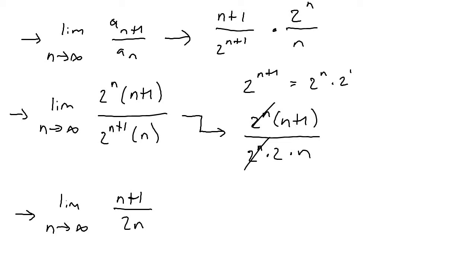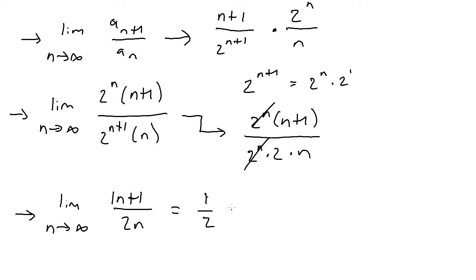Now remember, when it comes to n behavior, we're just looking at the highest degree of the numerator and denominator. The highest degree of the numerator is n, and the highest degree of the denominator is 2n. And when the degrees are the same, they're both n to the first, then we just look at the ratio of the coefficients. So it's going to be 1 over 2. So the limit as n approaches infinity of n plus 1 over 2n is 1/2.